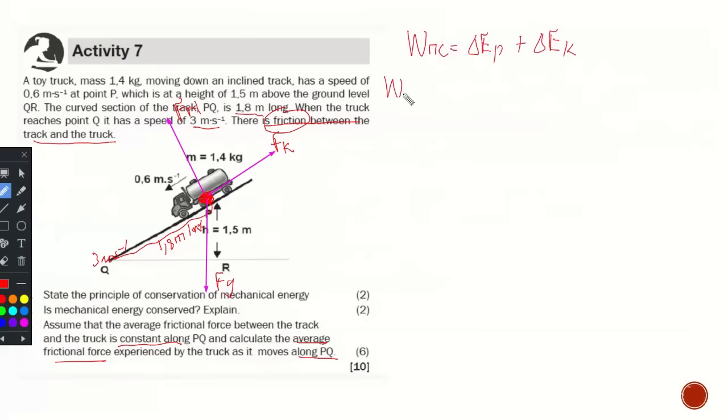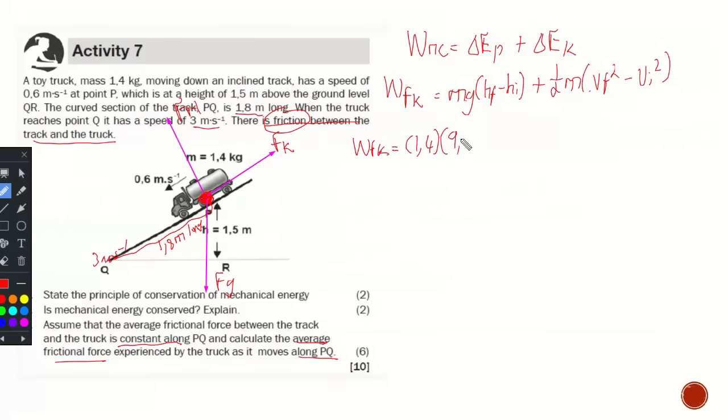So our Wnc will be replaced by Fk since it is the only non-conservative force that is there. No force applied, no tension. So this is going to be mg, height finally minus height initially, plus half m vf squared minus vi squared. So we have Wfk is equals to the mass is 1.4, and then we have 9.8.